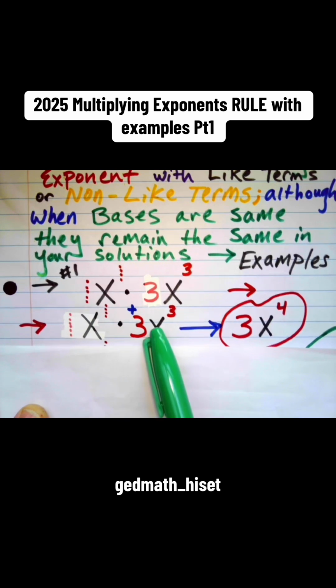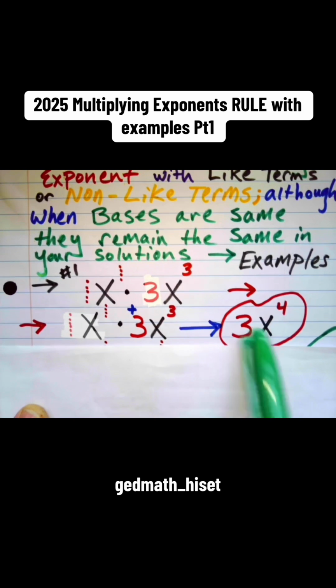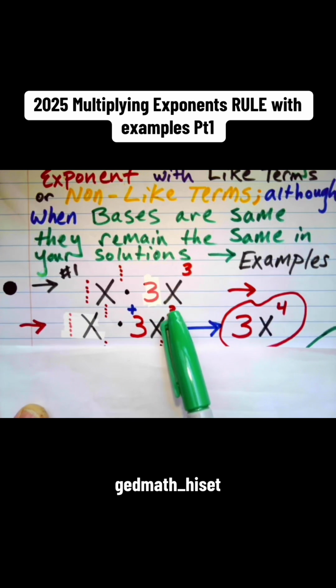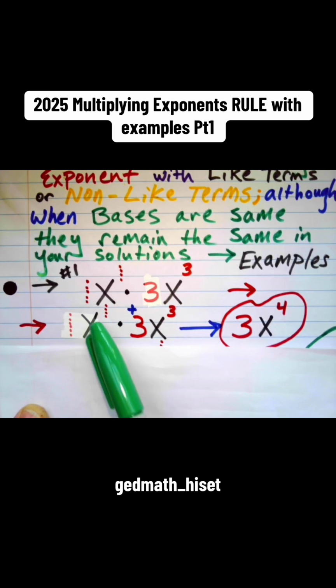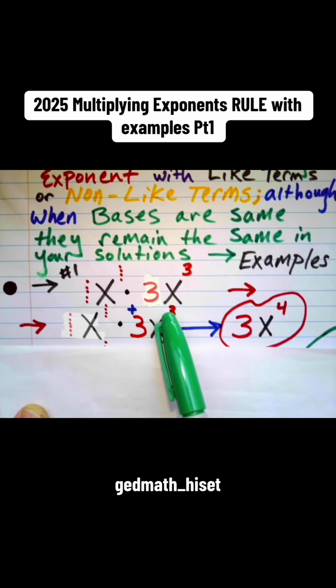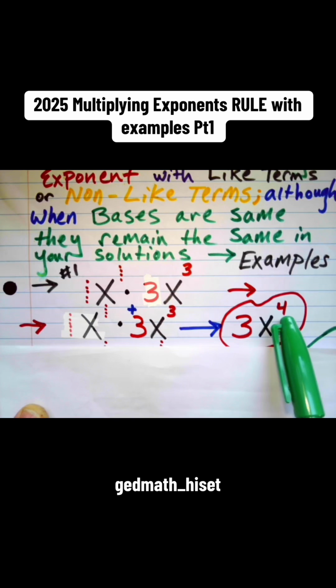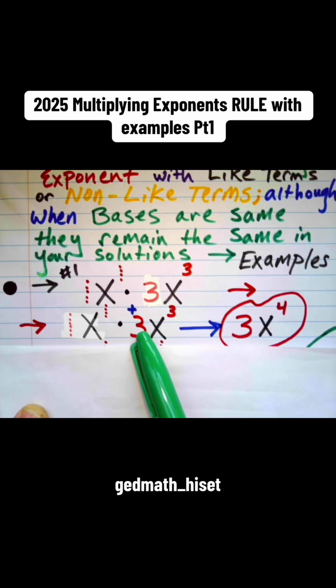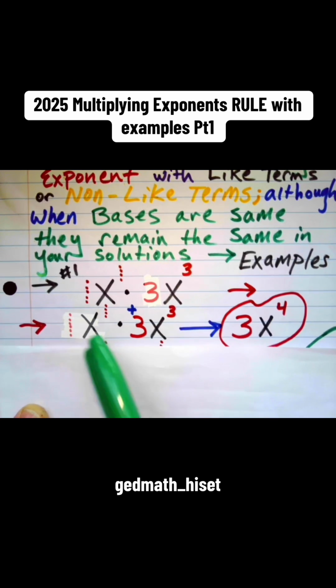X times x, we're going to keep that base the same. And when you multiply with variables, you add, multiplying variables with exponents, you add the exponents. 1 plus 3 is 4. So again, 1 times 3, 1x times 3x, or 1 times 3 is 3. We keep that x. 1 plus 3 is 4.